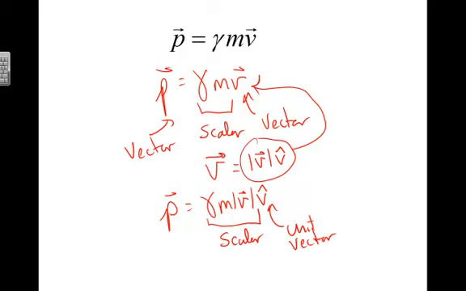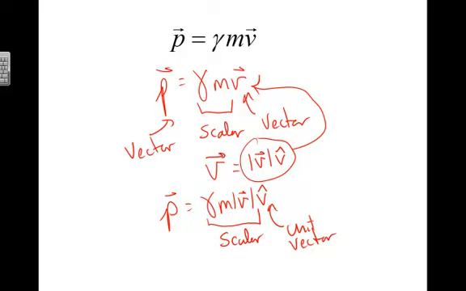And what I really want you to notice here is that gamma and m don't affect the direction. The unit vector doesn't change. Gamma and m only change the magnitude. And this is true whenever we multiply by a scalar. If you multiply a vector by a scalar, you don't change the unit vector, you only change the magnitude of the quantity that you're dealing with.